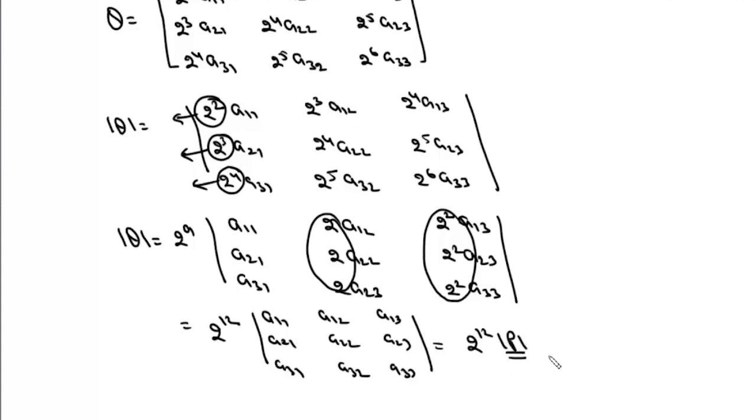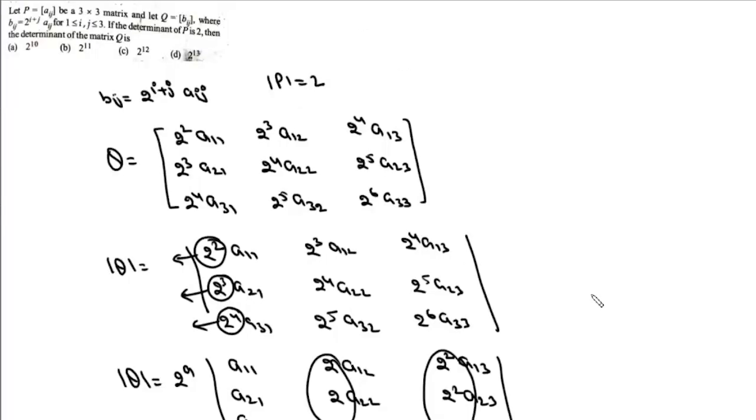Now determinant of P is 2. So this value will be 2 to the power 13. So the determinant of matrix Q is 2 to the power 13, and that's your option D.